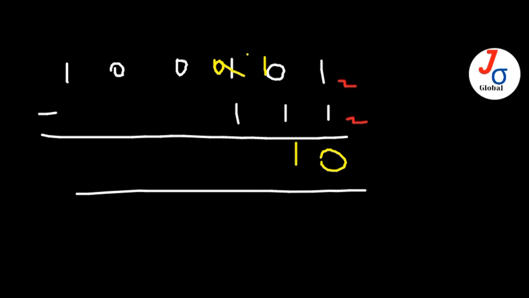0 minus 1, practically impossible. And this is 0, this is 0. So definitely I have to go as far as here to borrow 1 from here. So this one becomes 0, and I add that to this. So the 1 that I see here is actually 2. So I'm going to take away 1 from 2. It becomes 1 back.